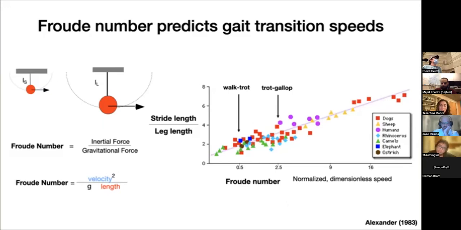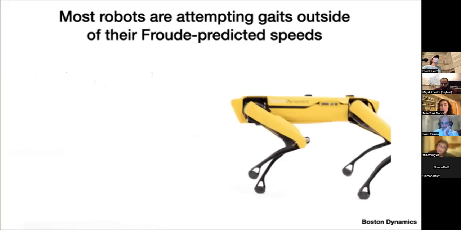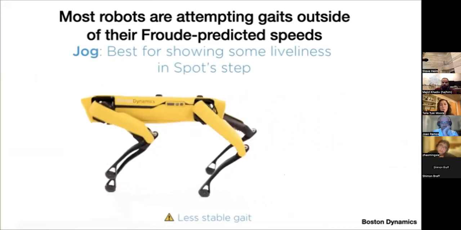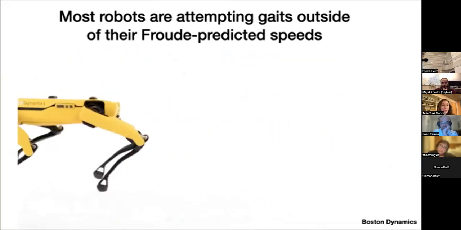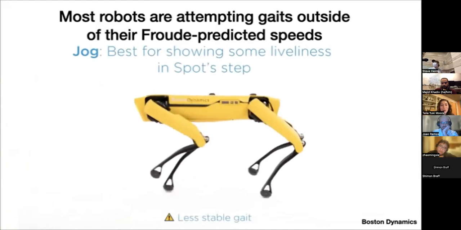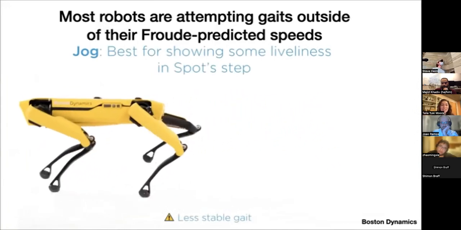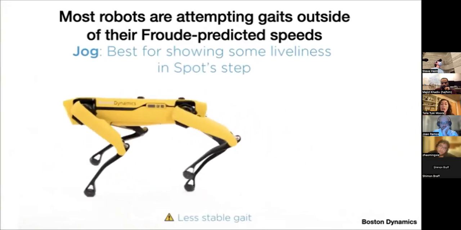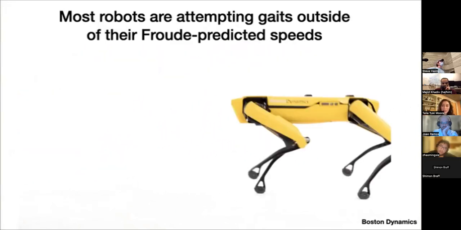If we take this Froude number approach and re-examine our robots, these robots are mostly attempting gaits outside of their Froude-predicted speeds. So this jog in the Spot robot looks kind of like it's stepping on hot coals, and that may be because it's attempting this at a really, really low speed when you would usually see trots at a much higher speed for this leg length.